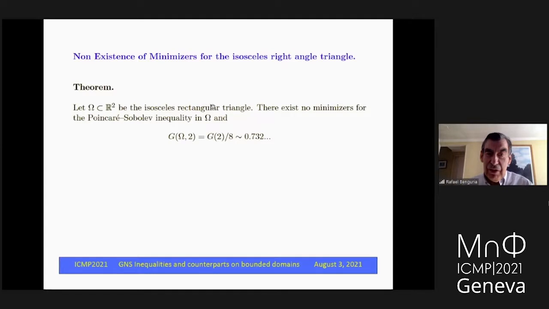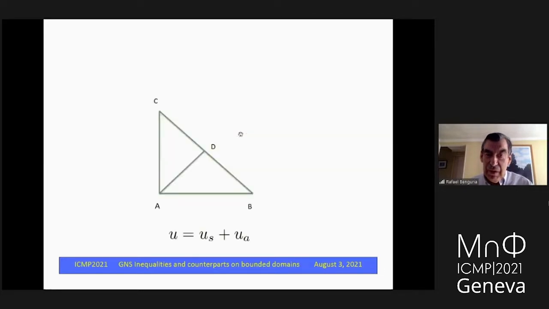For the isosceles right triangle, we have non-existence, and in fact in that case we satisfy this condition here. For the proof of the non-existence of the solution for the isosceles triangle, which is the only case except for dimension one, for the hypercube, which is just an interval, we don't have existence of solutions. The only other case where we have non-existence of solutions is the isosceles right triangle, and the proof proceeds using symmetry.